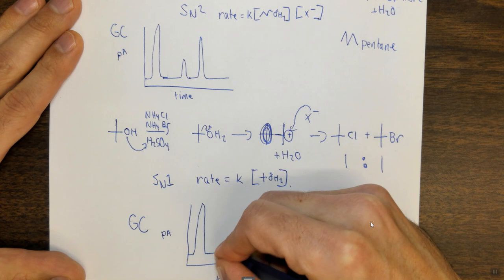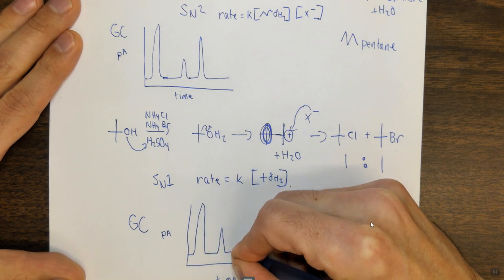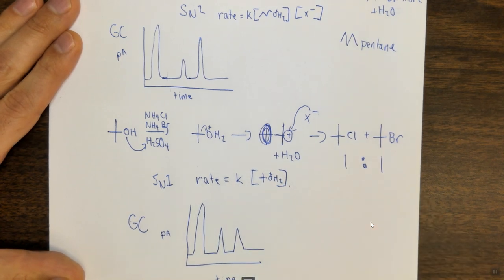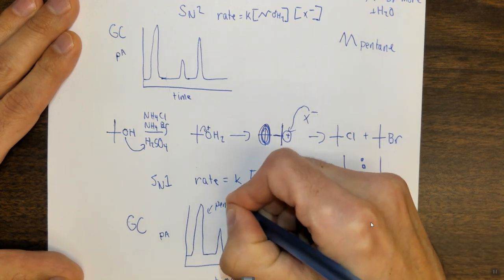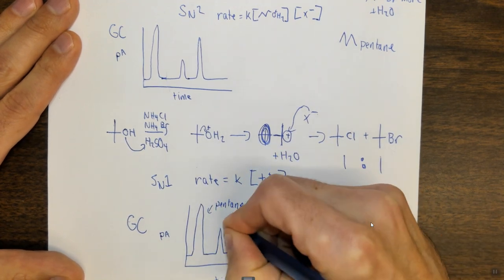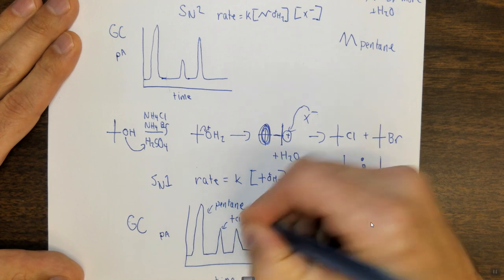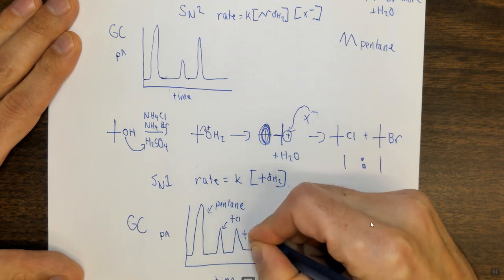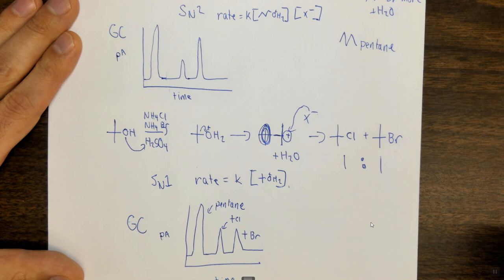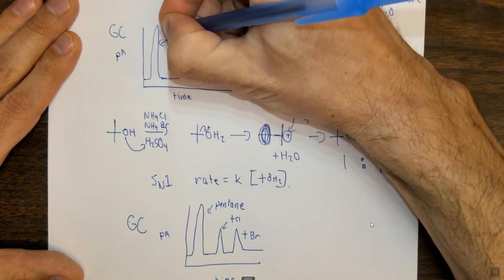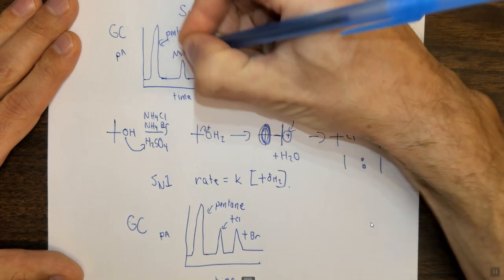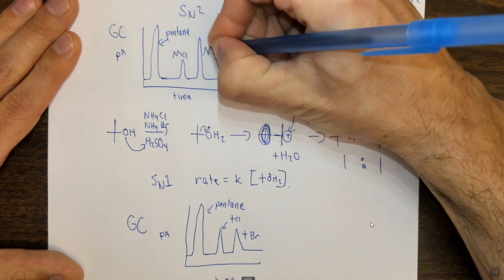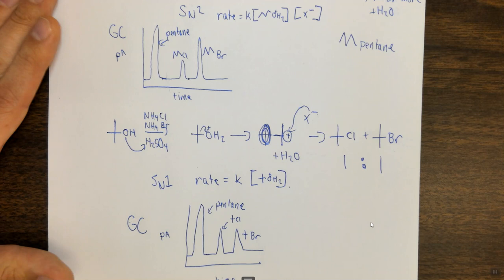But this time, we should see equal peaks. So this is our pentane. This is our chloro product, and this is our bromo product. In the previous case, this was our pentane, this was our chloro product, and this was our bromo product.